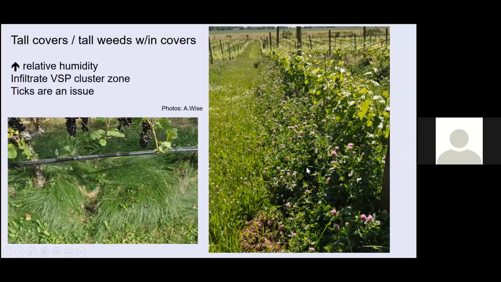Tall covers, this photo on the right is a grower's vineyard. And I personally would not walk into this vineyard because if I did, I'd be covered with ticks when I walked out. But this is red clover, and I think the grower was pretty unhappy. This is a VSP system. The clover was well up into the cluster zone, and he was having a hard time mowing it. And you know, that would definitely increase relative humidity and maybe aggravate disease control.